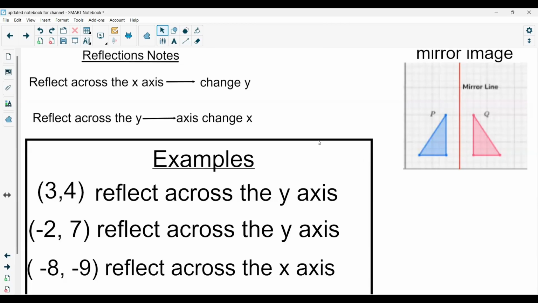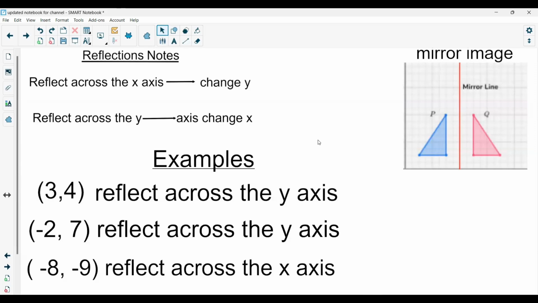Okay, so let's actually go through some examples in what we're going to do when we see this kind of stuff. All right, so it says we have 3 comma 4. So let's go ahead and label our 3 our X. Now we should know our X and Y's by now, right? And 4 is our Y. Okay, so we're on this first one right now. It says to reflect across the y-axis. We're reflecting across the y-axis.